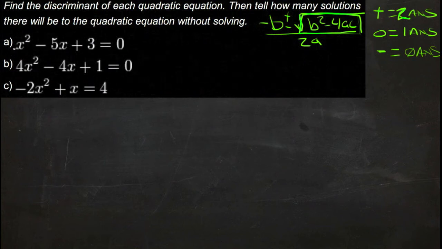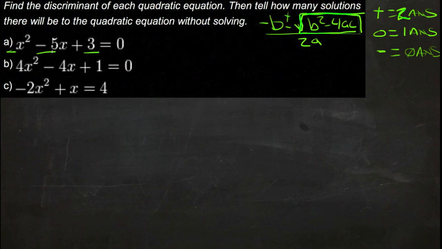So let's take a look at how these questions here pan out. The only thing we need to do for these is tell how many solutions there will be. So we're just going to take our a, b, and c values and use them in just the discriminant, just this b squared minus 4ac part.